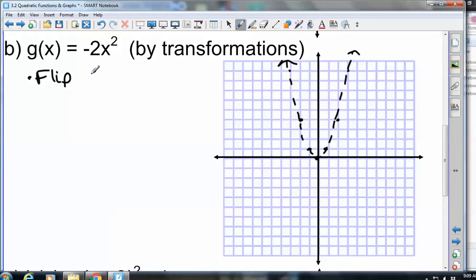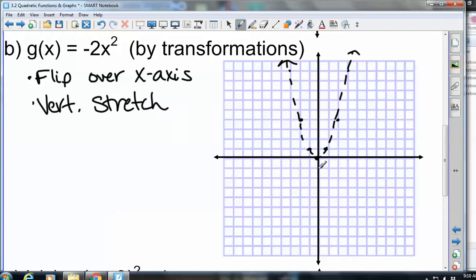Okay, what would the negative do? Just flip it over completely over the x. Completely. Not half. What's the 2 do? So you could really think of this like taking each of your y values times -2. So if you're at 0, 0 times -2 is still 0. Here we have a y value of 1. 1 times -2 is -2. This is a y value of 4. 4 times -2 is -8. And do the other side.